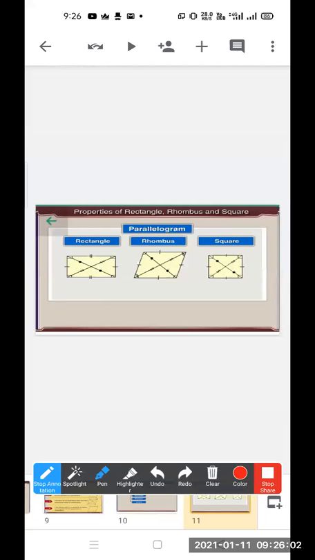Similarly, in these three types of quadrilateral, opposite angles are congruent. Then the diagonals bisect each other. So if you observe this quadrilateral, you can see that in a rectangle also, diagonals bisect each other. Similarly, in a rhombus you can see diagonals bisect each other, and in a square, diagonals bisect each other.